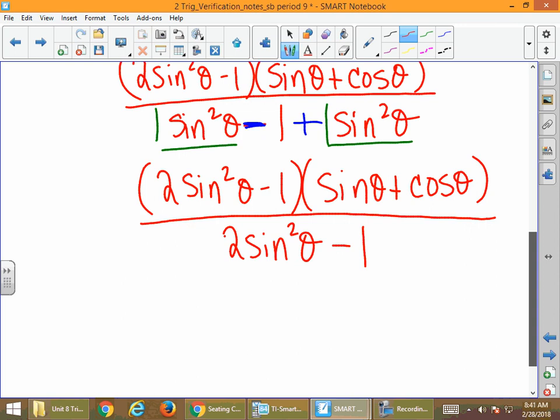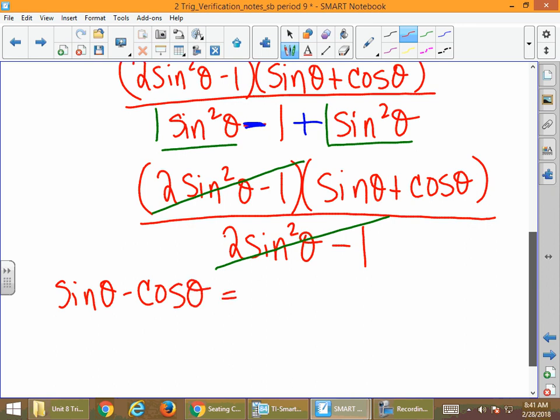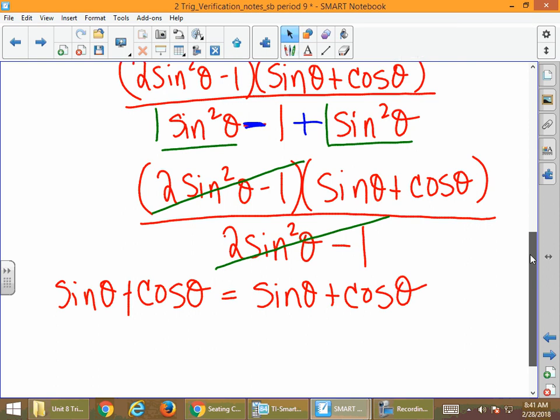And now we're to a point where we can finish. Because we ask ourselves, do we have anything exactly the same in the top and in the bottom? We have 2 sine squared theta minus 1, 2 sine squared theta minus 1. And we already have the sine of theta minus cosine of theta on our left side. Whoops, is it minus or plus? It's plus, thankfully. And then we have sine of theta plus cosine of theta on the right.